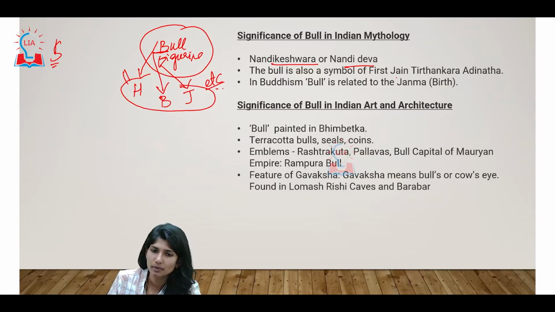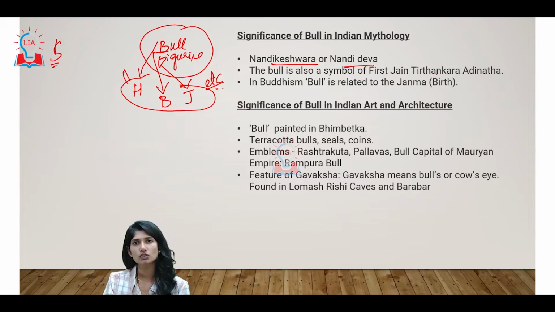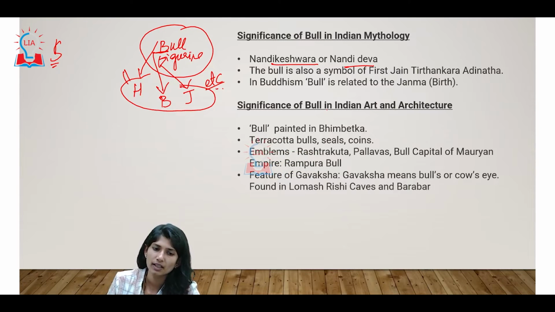Now the bull is the symbol of the first Jaina Tirthankara, Adinatha. In Buddhism, the bull is related to Janma or birth. Significance of the bull in Indian art and architecture is the second part of the question. The bull is seen, at least allegedly, in the Bhimbetka caves. Several of your coins, seals, and emblems all have the bull. And then one feature is the Gavaksha, which means bull's eye or cow's eye, which is found in your caves.